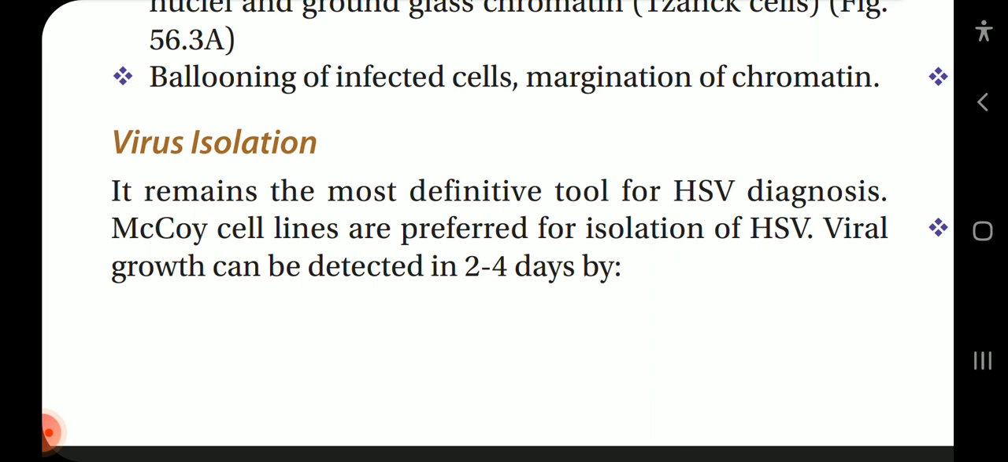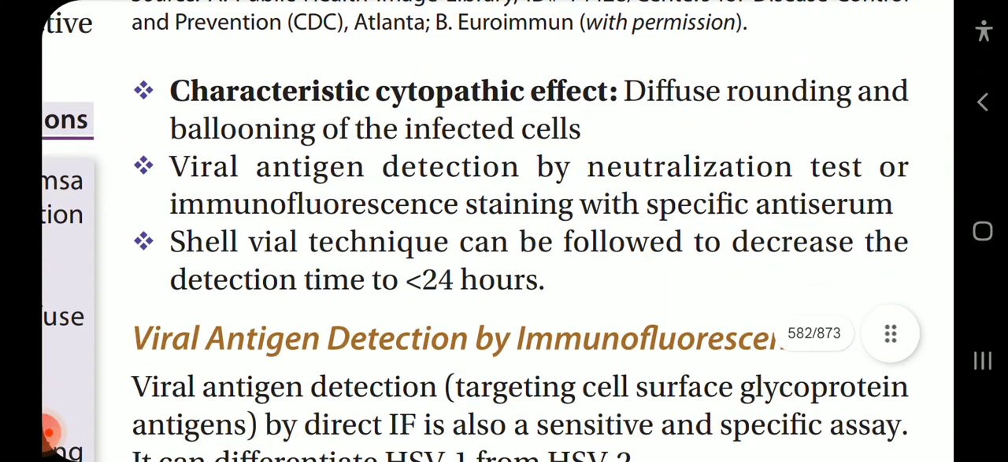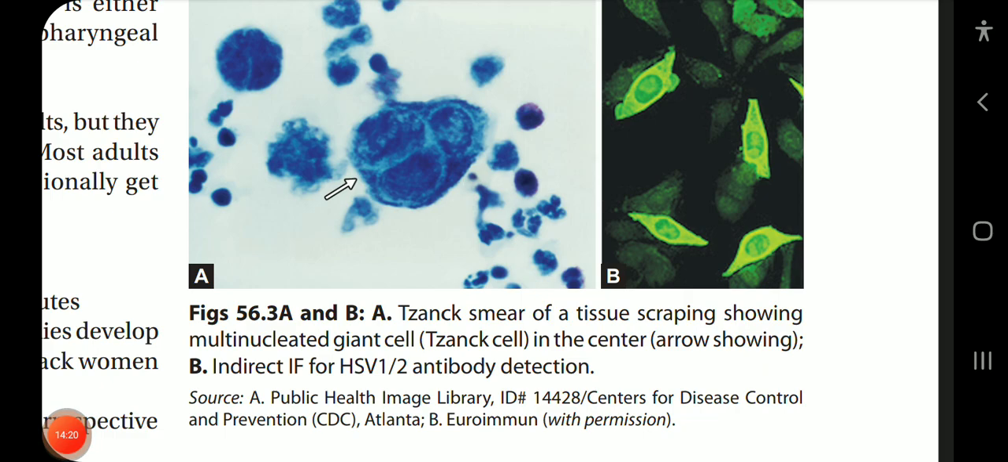Virus isolation. It remains the most definitive tool for HSV diagnosis. McCoy cell lines are preferred for isolation of HSV. Viral growth can be detected in 2 to 4 days by characteristic cytopathic effect, diffuse rounding and ballooning of the infected cells, and viral antigen detection by neutralization test or immunofluorescence staining with specific antiserum. Shell vial technique can be followed to decrease the detection time to less than 24 hours.